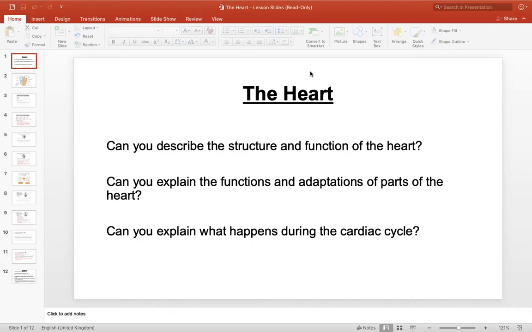So in your book write the title The Heart. By the end of the lesson you should be able to describe the structure and function of the heart, you should be able to explain the functions and adaptations of part of the heart, and you should be able to explain what happens during the cardiac cycle.